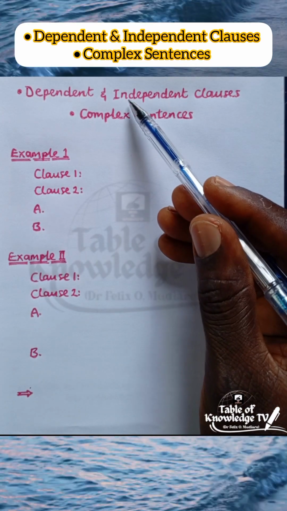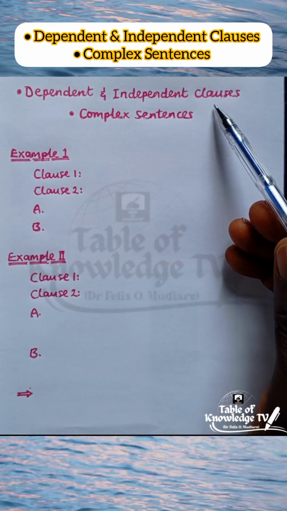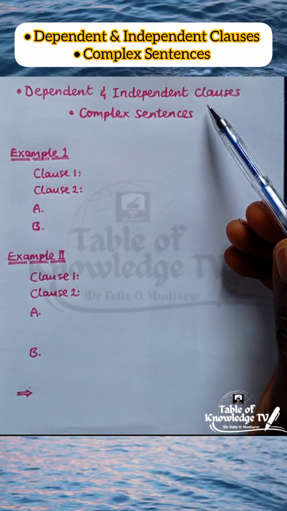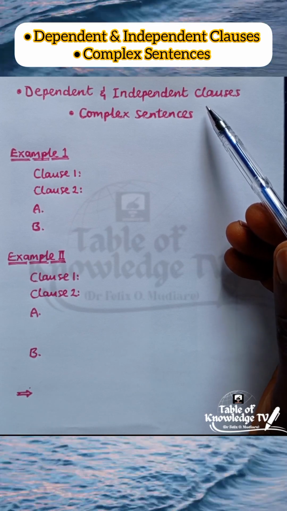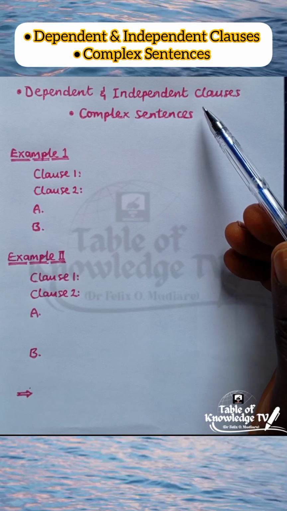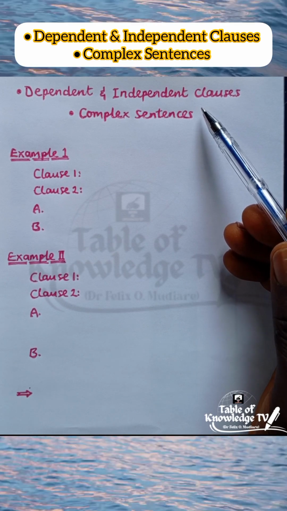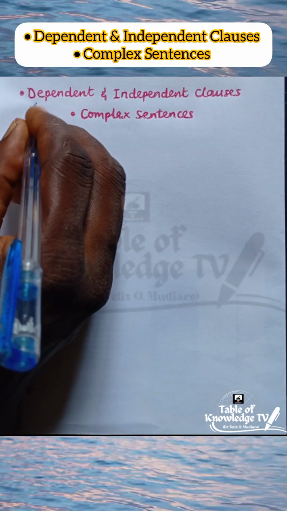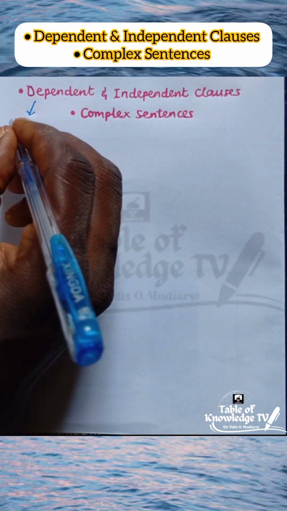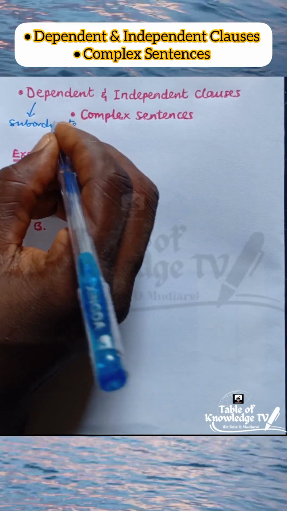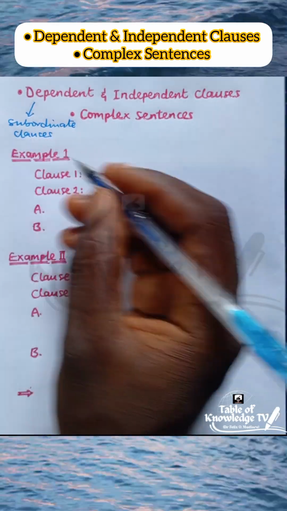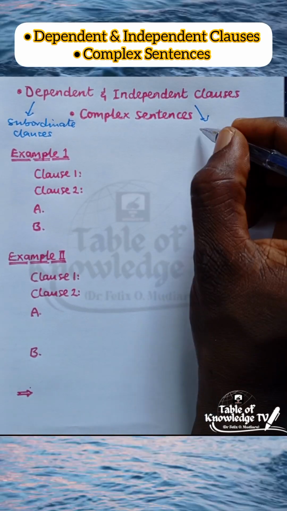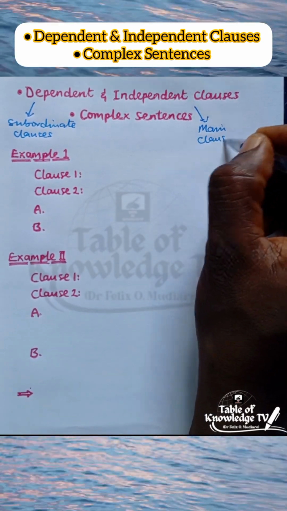On the other hand, independent clauses are clauses that are independent, that do not rely on any other clause for them to make full sense. They are clauses that make complete sense on their own. They are sentences in themselves. Now, dependent clauses can also be referred to as subordinate clauses, while independent clauses can be referred to as main clauses.